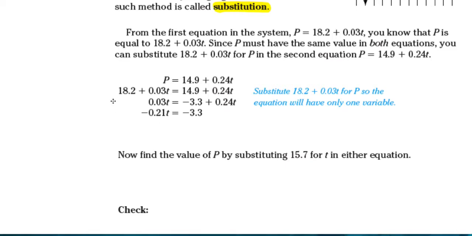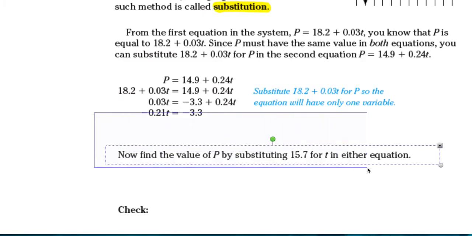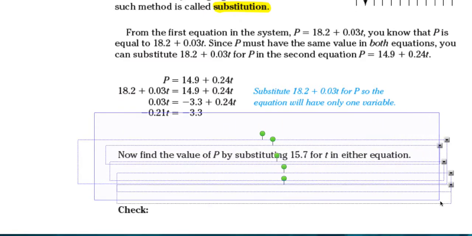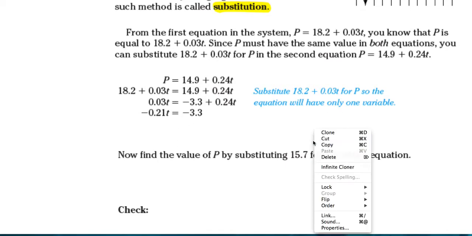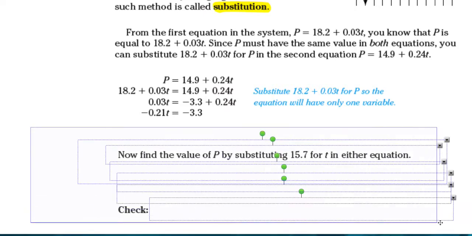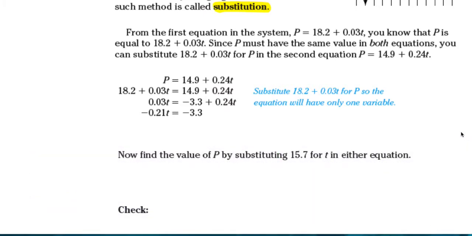Solving for T, again, I don't know why it's not showing up. Okay, we'll just write it down then. Let me just write it. So T, divide both sides by negative 0.21, it's negative 3.3 divided by negative 0.21. That'll be the value of T.